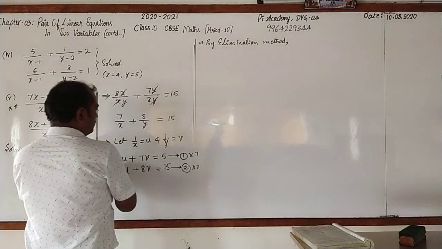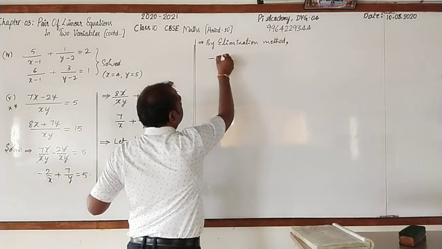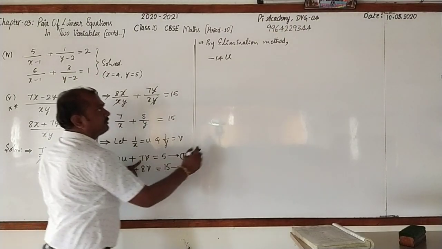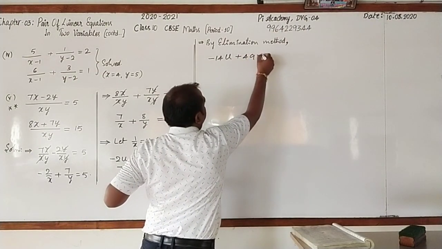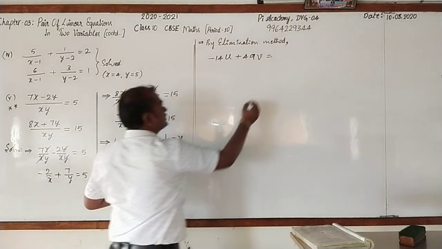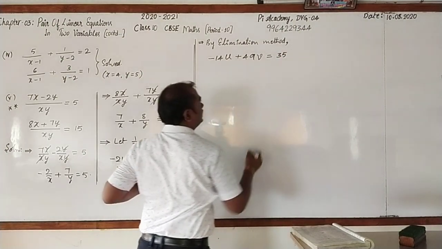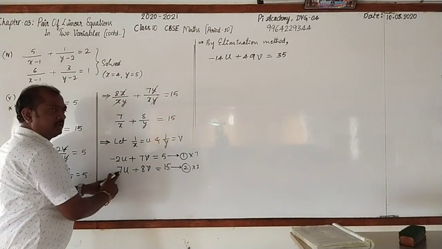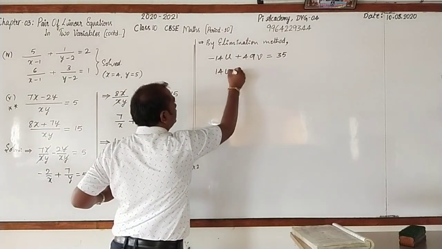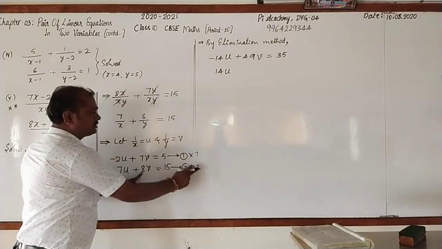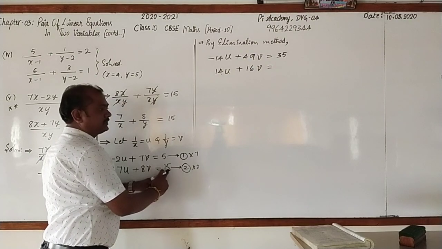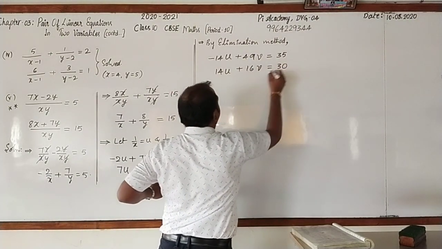Yes. Now minus 2 into 7, it is minus 14u. Next plus 7 into 7, 7 sevens are 49, 49v. This is equal to 5 into 7, which is 35. Next, here multiply the second equation by 2. 7 twos are 14u. Plus 8 twos are 16v. This is equal to 15 twos, which is 30.